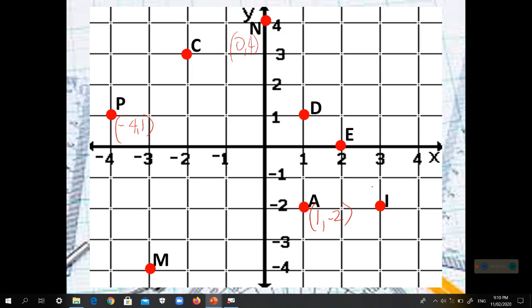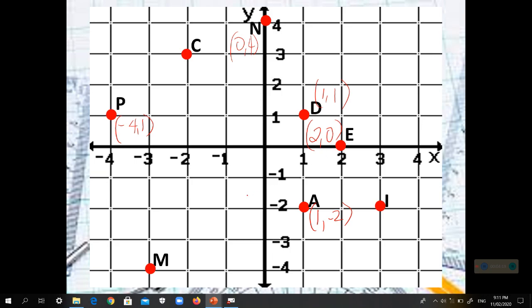Next, we have point D. Yes, you're right. We have (1, 1). Next, let's have point E. What do you think is the ordered pair that describes point E? Correct. We have (2, 0) because it is on the x-axis. So x has the value and y has no value, or the value of your y is 0.